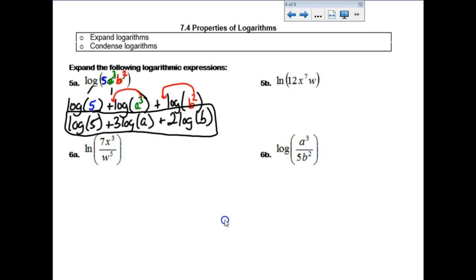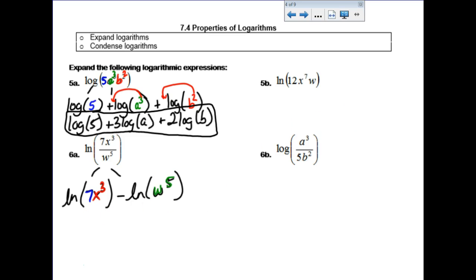Which property are we going to... The quotient. Very good. So we have a natural log this time, and we're going to start by splitting it into the natural log of our numerator minus the natural log of our denominator. Now, I would claim that both of these logarithms are not done. They're not fully expanded. This guy has a 7 and an x to the 3rd inside of it, and this guy has a w to the 5th, which we can simplify a little bit more for expanding.